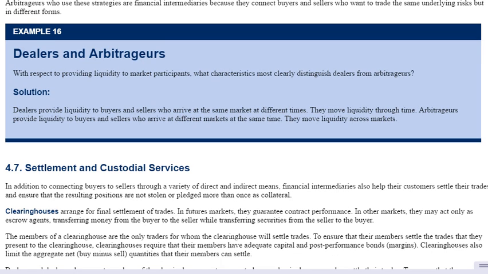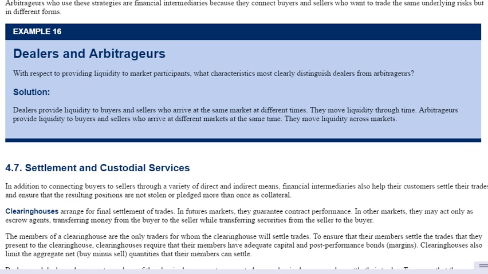The next example in the text is with regards to dealers and arbitrageurs. With respect to providing liquidity to market participants, what characteristics most clearly distinguish dealers from arbitrageurs? So this is an important one. Dealers provide liquidity to buyers and sellers who arrive at the same market at different times. They move liquidity through time. Arbitrageurs provide liquidity to buyers and sellers who arrive at different markets at the same time. They move liquidity across markets.